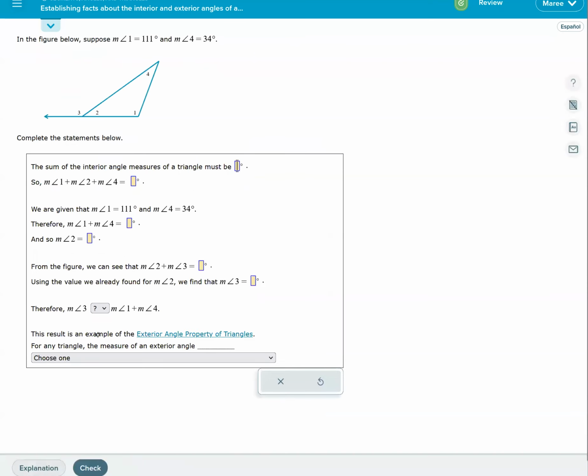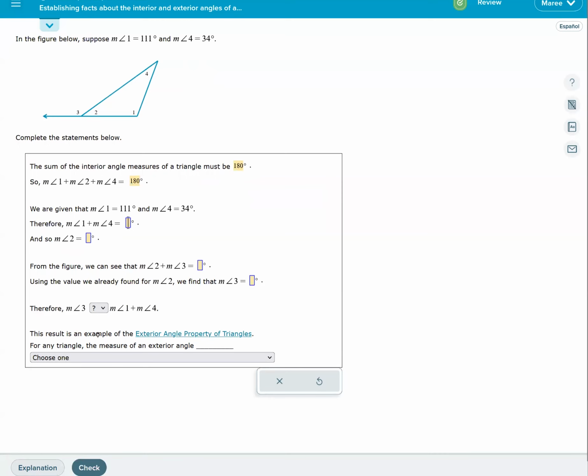Here we go. So the sum of the interior angles is 180. So therefore, measure angle 1 and 2 and 4 added together is 180. Measure 1 is 111. Measure 4 is 34. So when we add 111 plus 34, wait, seriously, I did 11 again. 111 plus 34 is 145 degrees. There we go, 145. So that means angle 2 has to be 180 minus 145, which is 35.